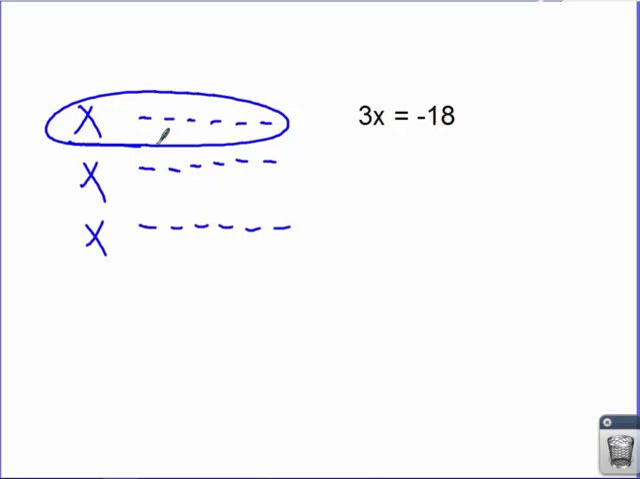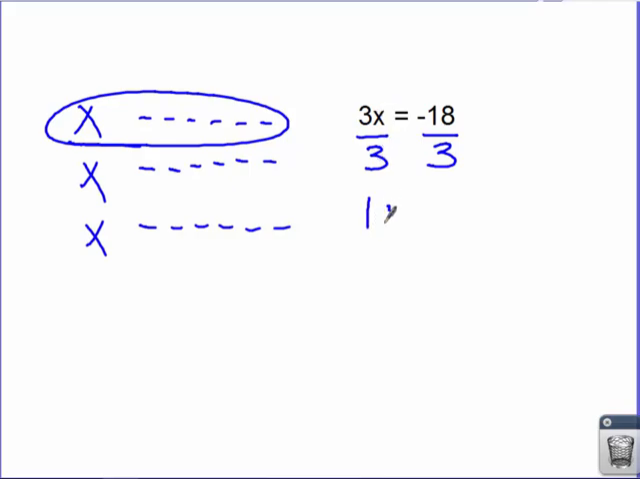Now, how do I show that mathematically? Because you must show your work. Here I have a multiply by 3. So what we learned in class was I just do a divide by 3. If I have a multiply by 3, I do a divide by 3. If I divide this side by 3, I do the same thing to the other side. So 3 divided by 3 gives me a 1.